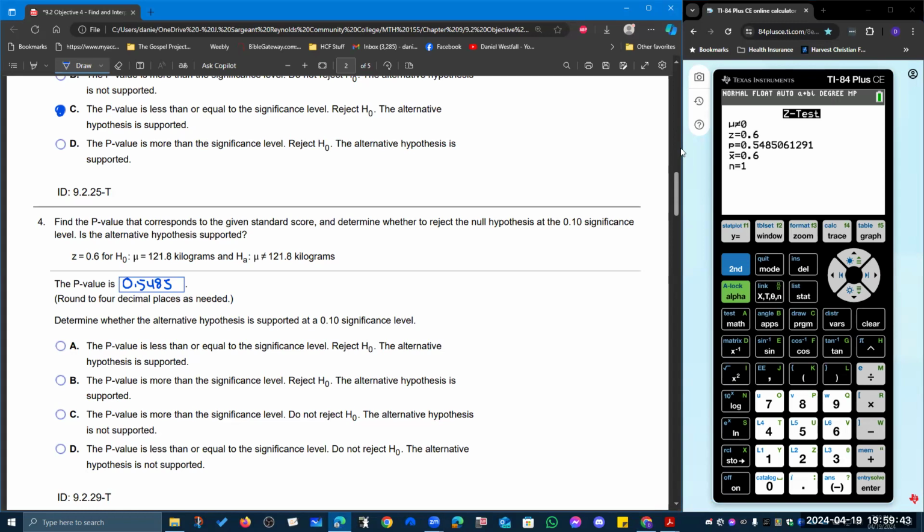So I'm going to fail to reject H naught, and the alternative hypothesis is not supported.